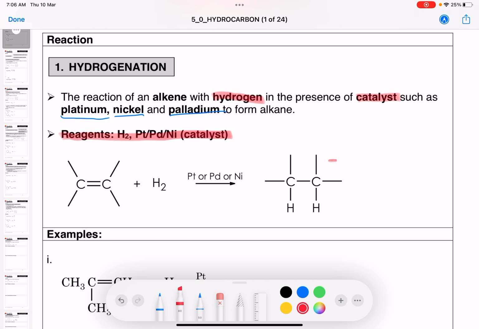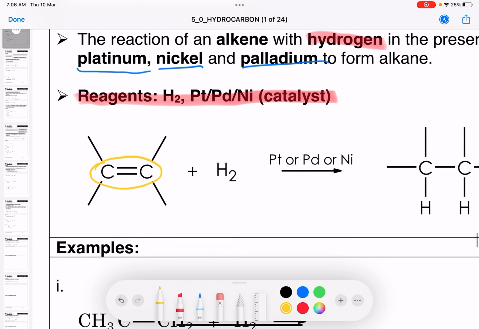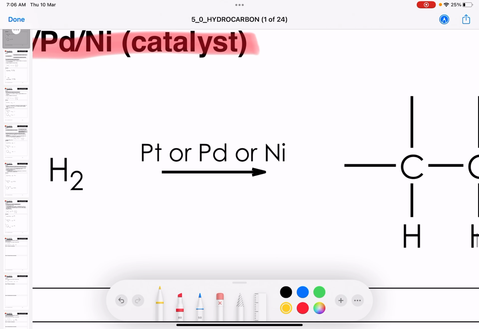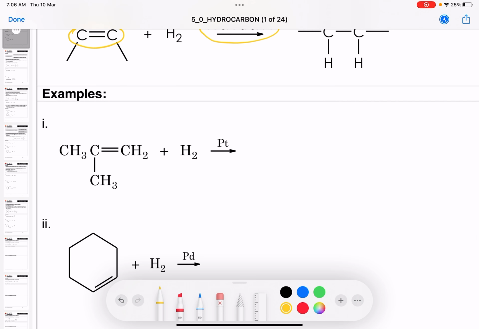So what will happen here? This double bond here will break and two hydrogens will be added to it. But again, this is very important. You have to add either platinum or palladium or nickel. When you don't add it, no reaction will happen. So from an alkene, we can get an alkane. Now let's see the example.